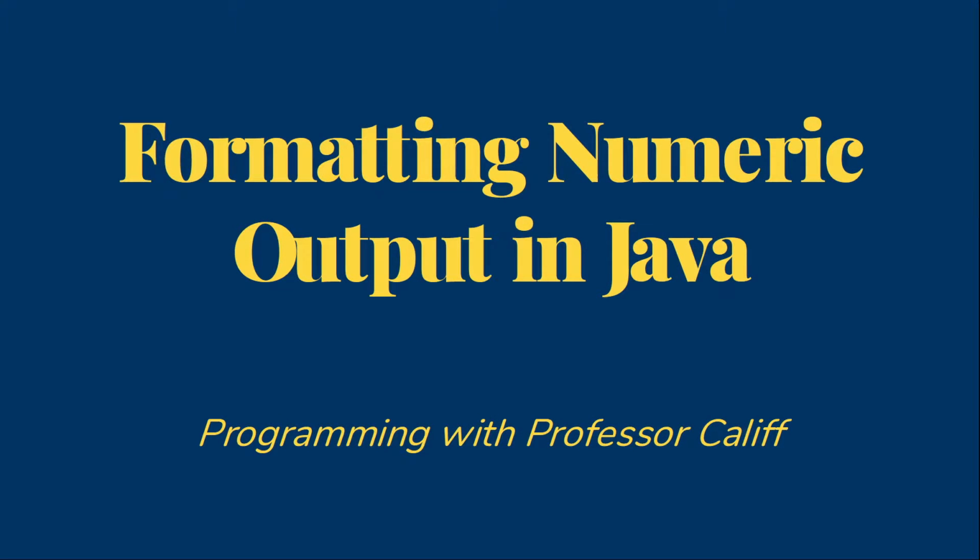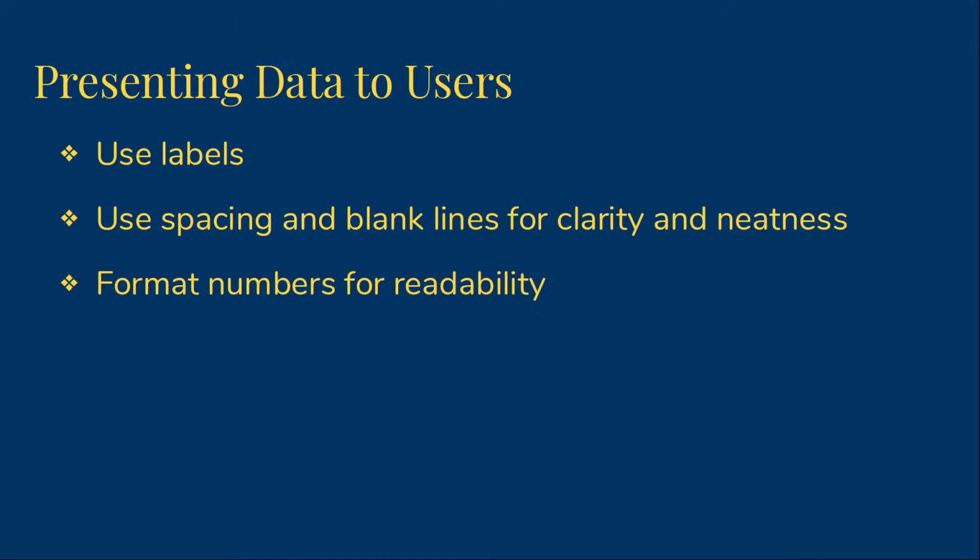Today I'd like to talk about formatting numeric output in Java. When we print data out from our programs, we need to think about the users who are actually going to be looking at that information. This is why we want to use appropriate labels and space things out well. Another piece of making our data more easily comprehensible to users is formatting our numbers nicely. Java provides a couple of different ways for us to do that.